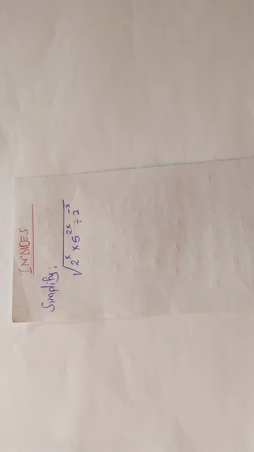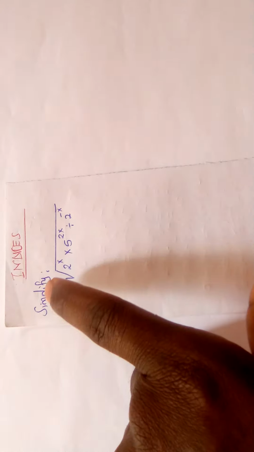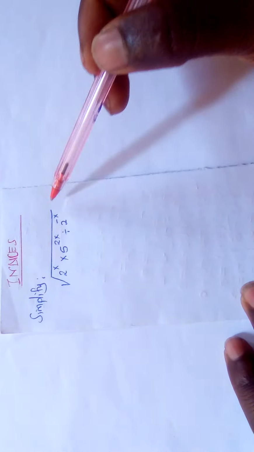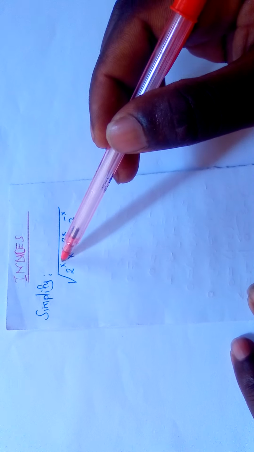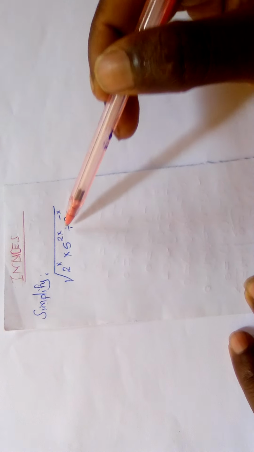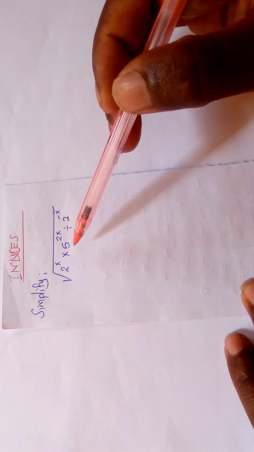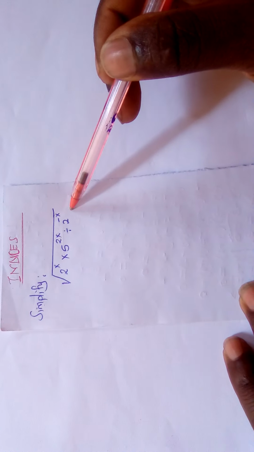Today I want to take you through indices. Specifically, I want to deal with this very good example here: simplify root of 2 raised to x times 5 raised to 2x divided by 2 raised to negative x. You've been given this problem to solve.